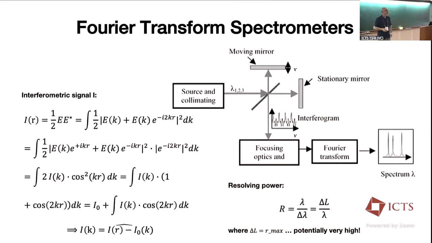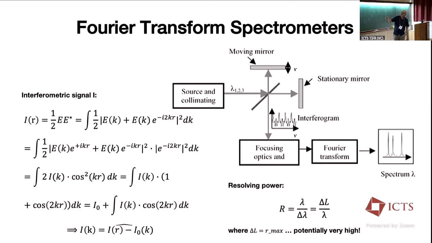Fourier transform spectrometers. Probably you know how they work. Again, I'm just putting the formula here. You have a source. You could imagine that you attach it to a telescope. You go into the interferometer. That's a Michelson interferometer. You split the beam. That's a beam splitter, 50-50. The beam comes back, it comes back, and it interferes here.